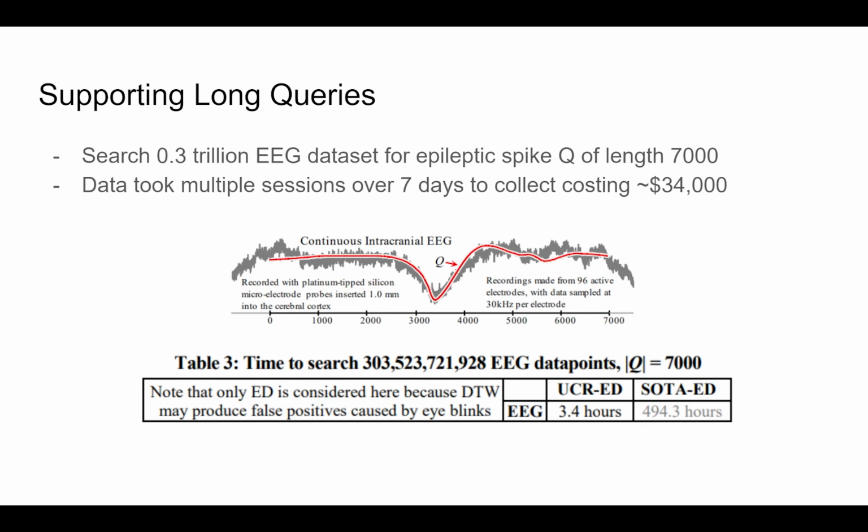Table 3 shows the time it takes to search through 0.3 trillion data points to find the best match for the query. As noted by the author, they only utilized Euclidean distance here because dynamic time warping distance may produce false positives caused by eye blinks. As you can see, the UCR suite took a total of 3.4 hours, and the state-of-the-art took over 400 hours, thus showing how UCR is much more efficient than the state-of-the-art.